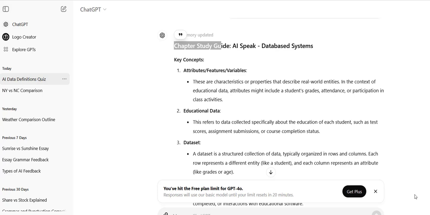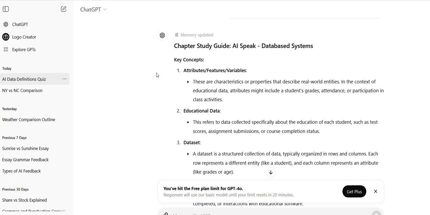And so in this video, I'm going to go over how you can use ChatGPT to help you create a study guide. In my previous video, I went over how you can use index cards to study the definitions in your textbook. On one side of the index card, you write the word, and on the other side, you write the definition.